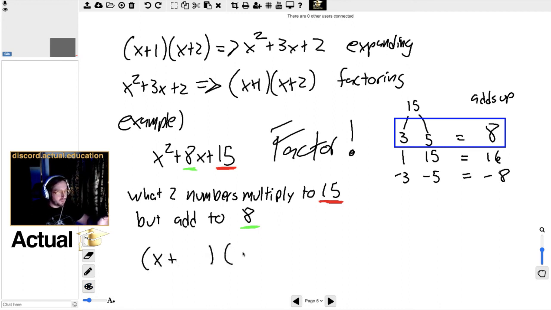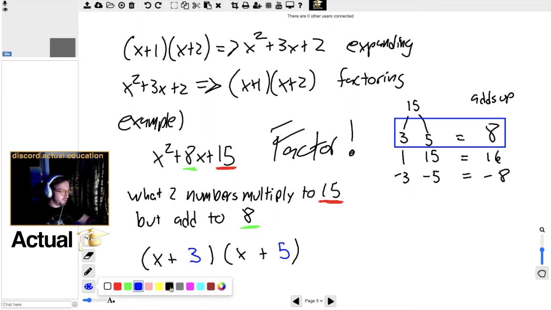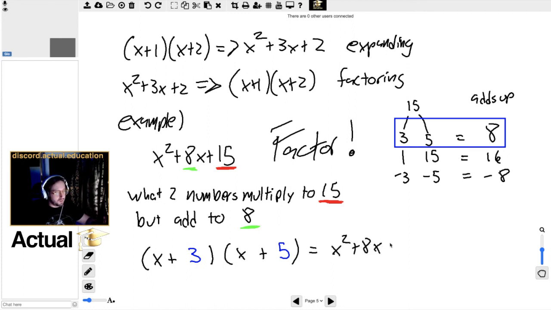And then you're done. Oh, for real? Yeah. You just got to figure out, again, the numbers that multiply to this, but they got to add to this, and then you just dump them in here. And then this is the answer. Wow. Yeah.